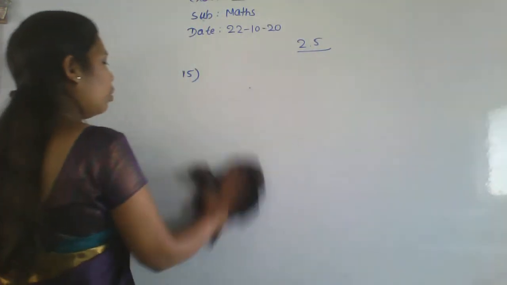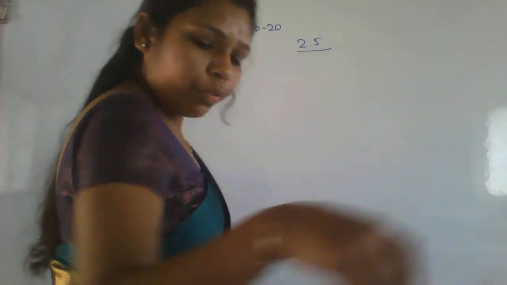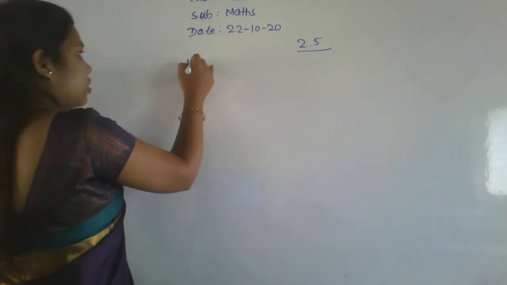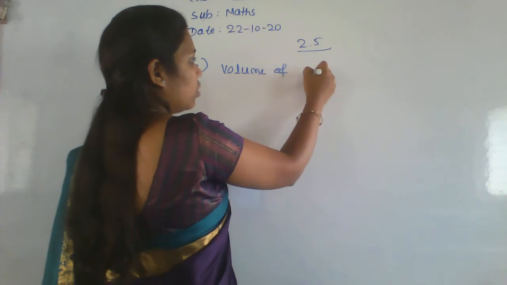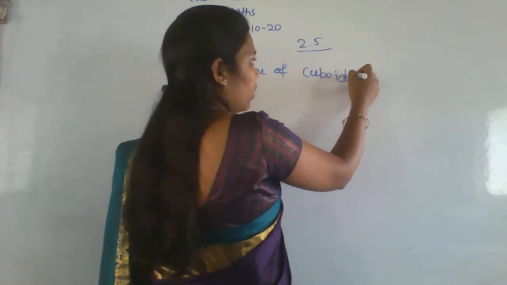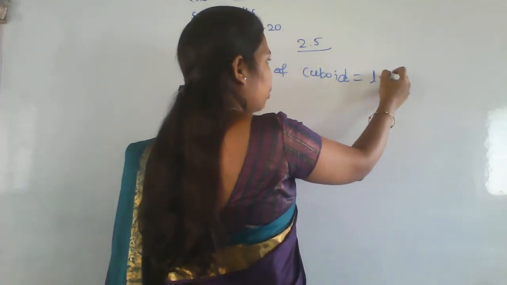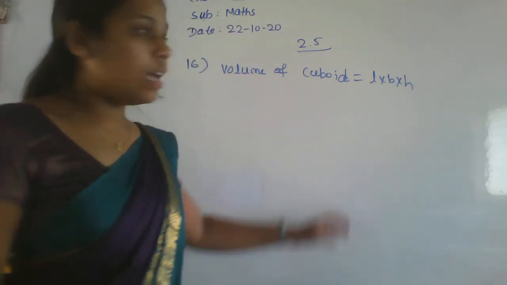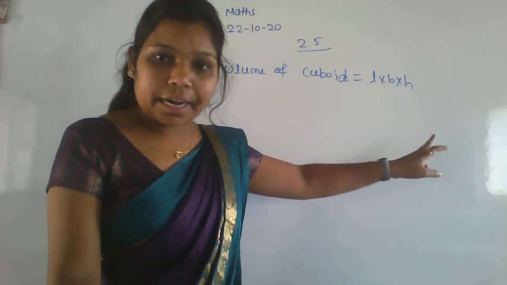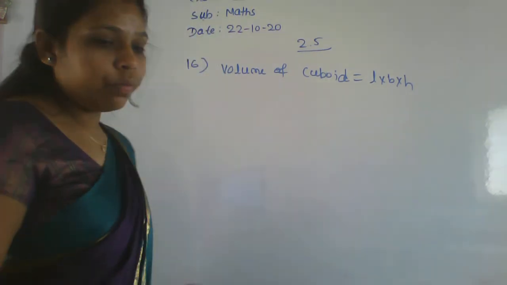They are given the volume of a cuboid. What is the volume of a cuboid formula? The 16th one, volume of a cuboid, is equal to length into breadth into height. So the volume of a cuboid formula is length into breadth into height.